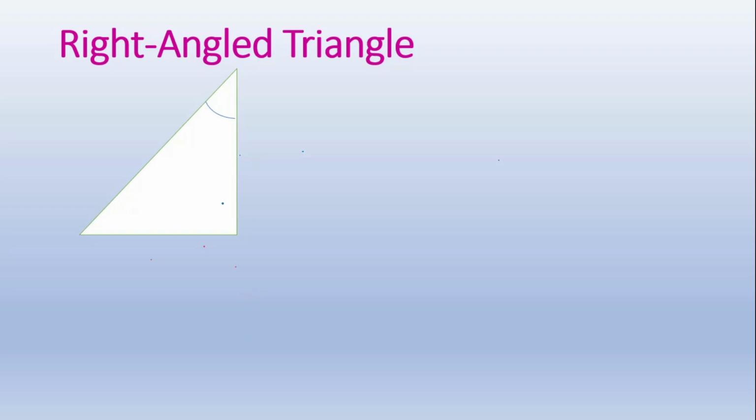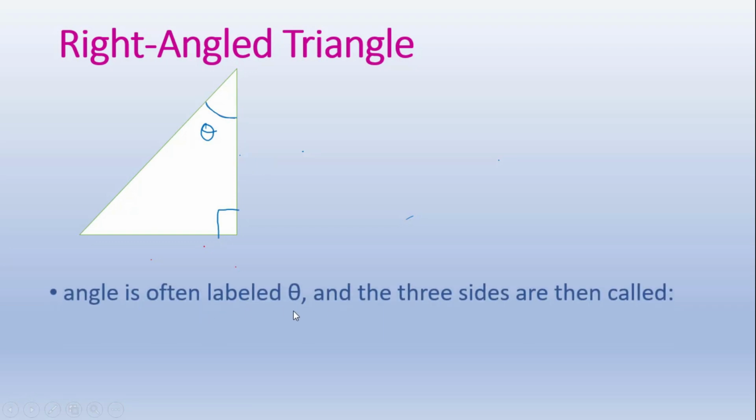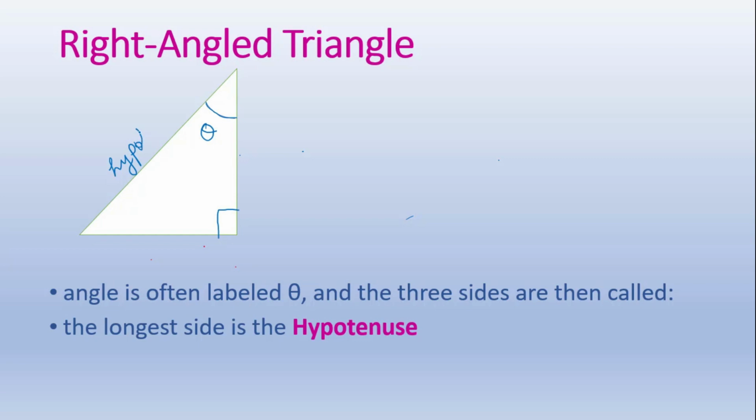So as you know, suppose this is your right angle triangle in which this is your 90 degree angle, and we are finding this angle. Suppose we take this angle as theta. The angle which we are going to study is labeled as theta, and the three sides have names. Now you can see this is the 90 degree angle, so the side opposite to it will be the largest side, and the longest side is known as the hypotenuse. So this side is known as the hypotenuse.